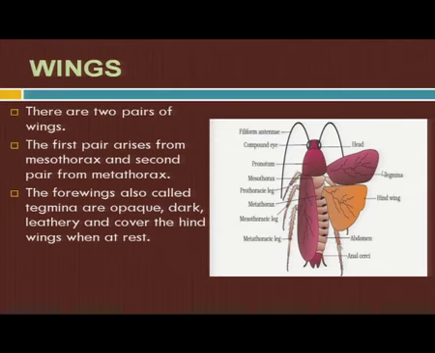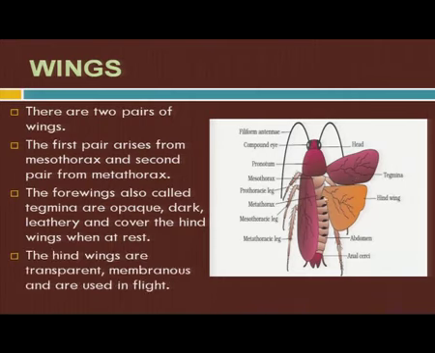The forewing, also called tegmina, is opaque. You can see it has been shaded dark in color because it is opaque, dark, leathery, and its purpose is to cover the hind wings when it rests. So, when the cockroach is at resting position, the tegmina will cover the entire body. Its function is to cover and protect it. The hind wings are transparent and membranous, and these are the wings which are used for flying.